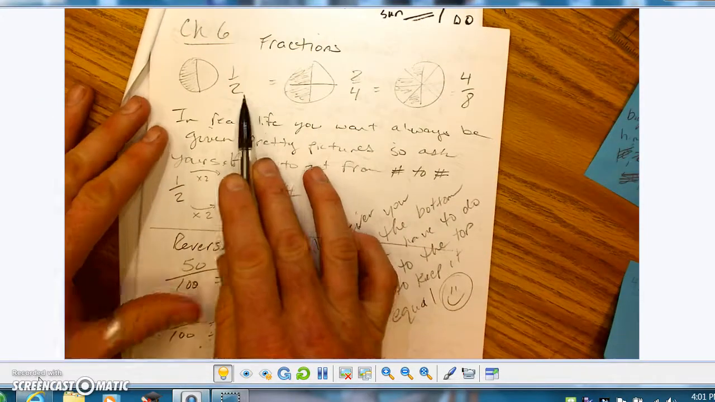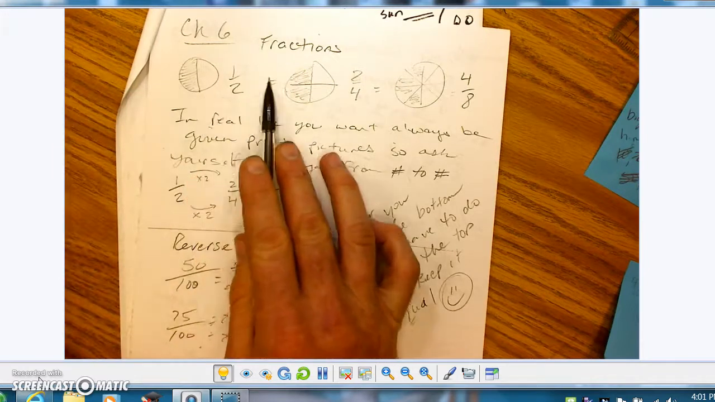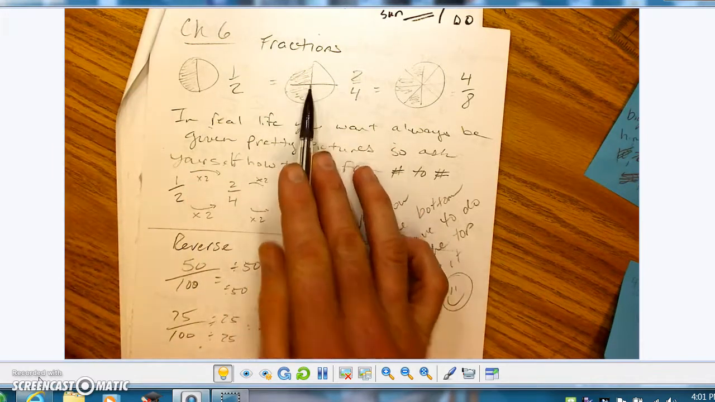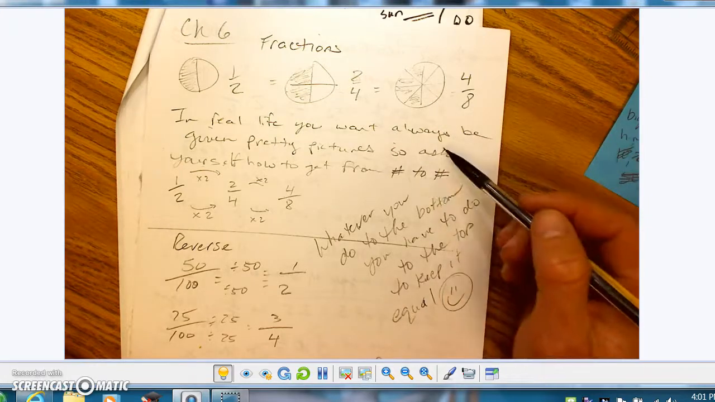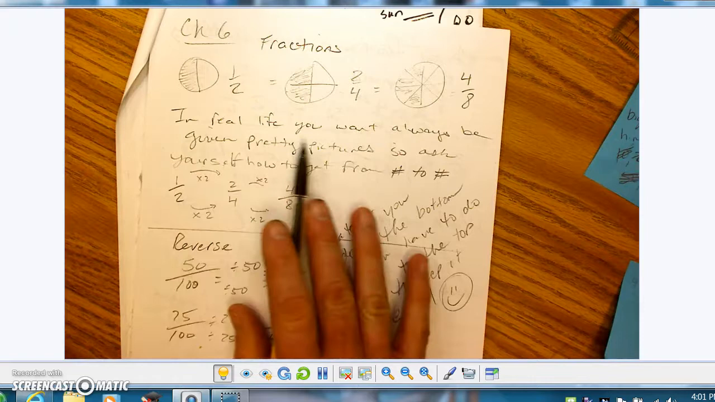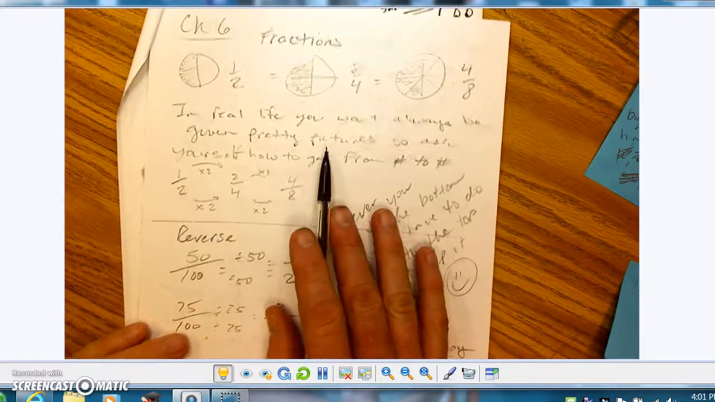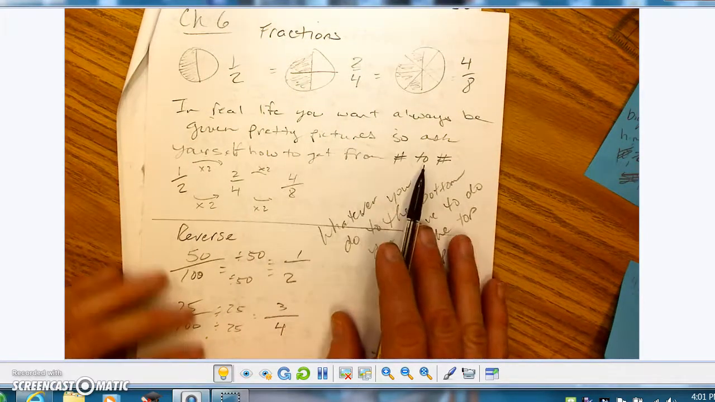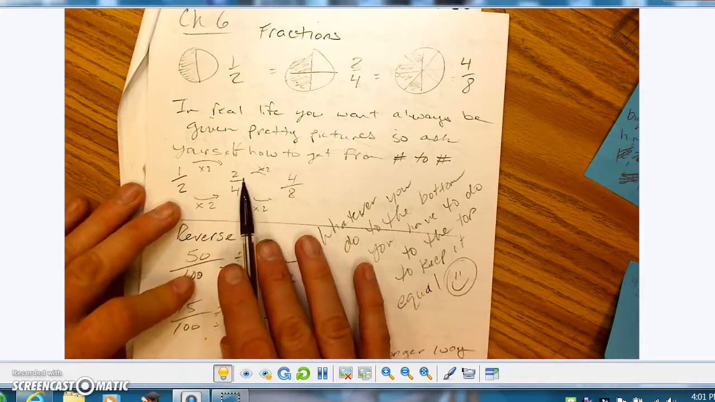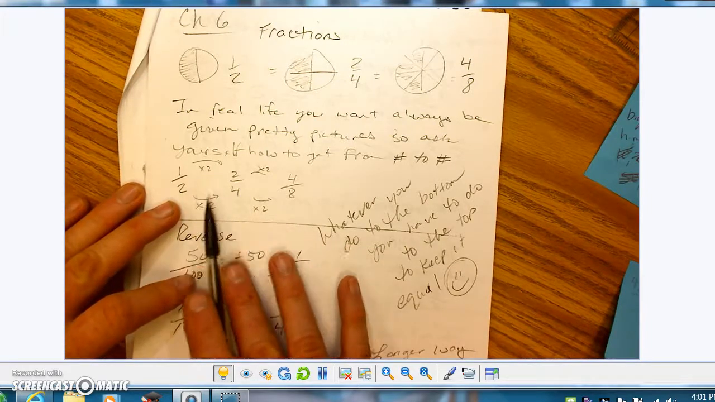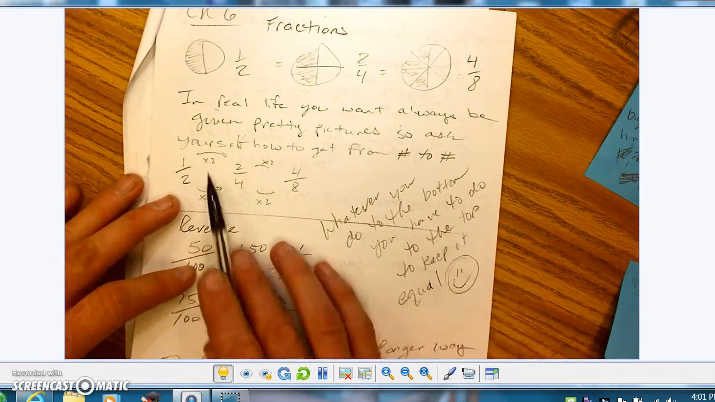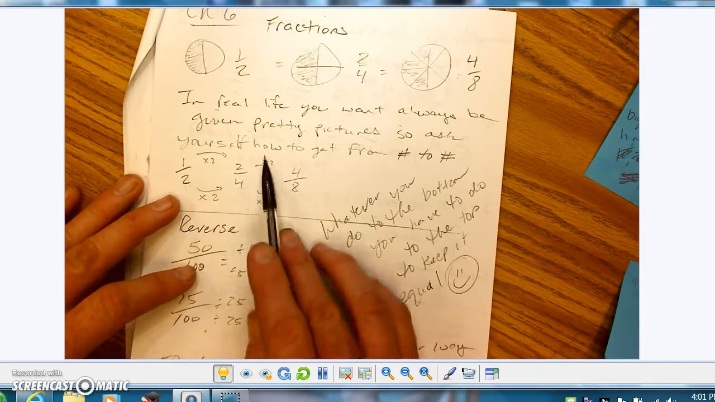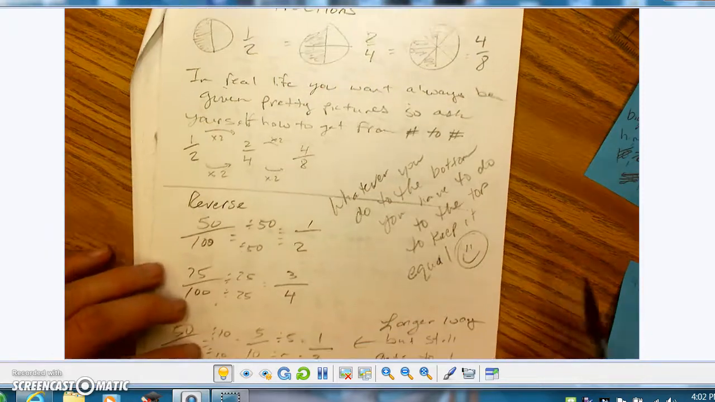Oh man, fractions. Half is equal to 2/4. See, it's cut up into 2 parts out of 4, or equal to 4 parts out of 8. And I said, in real life, you won't always be given pretty pictures. So ask yourself how to get from a number to a number. So like how they get from 1/2 to 2/4. Well, you could go times 2. And I said, whatever you do to the bottom, do to the top. So times 2, times 2, times 2. You can do that forever.